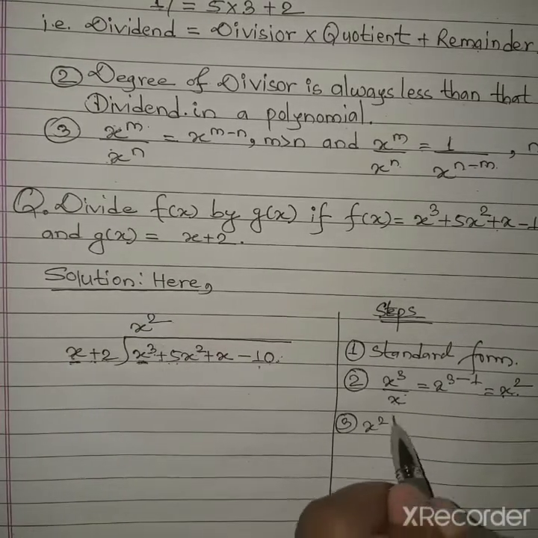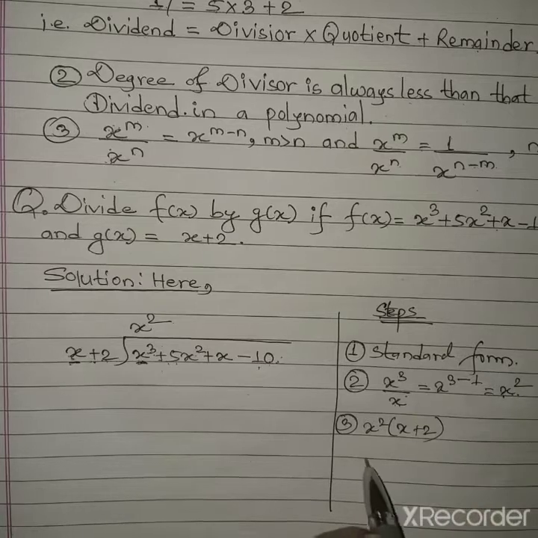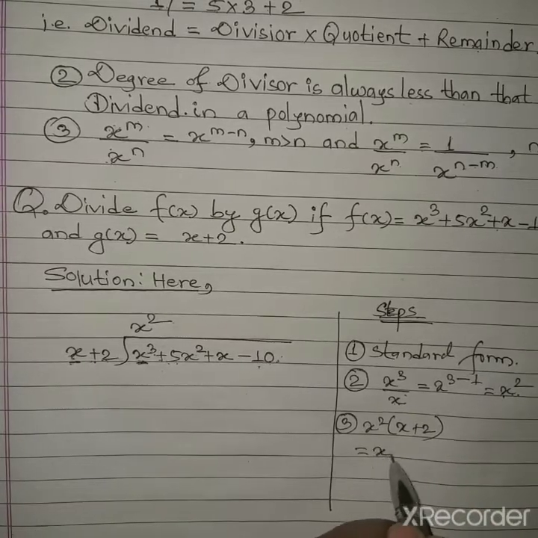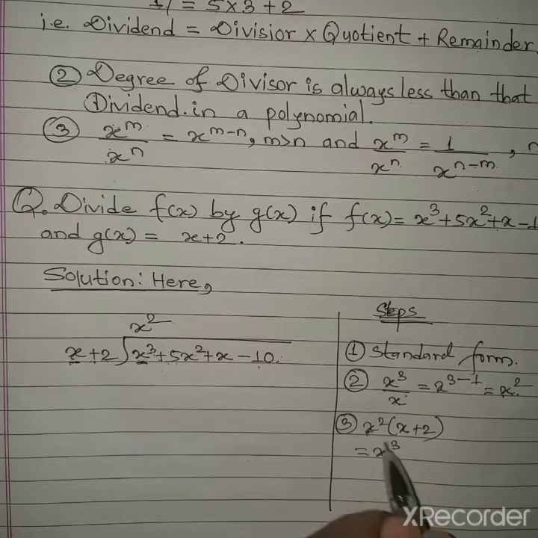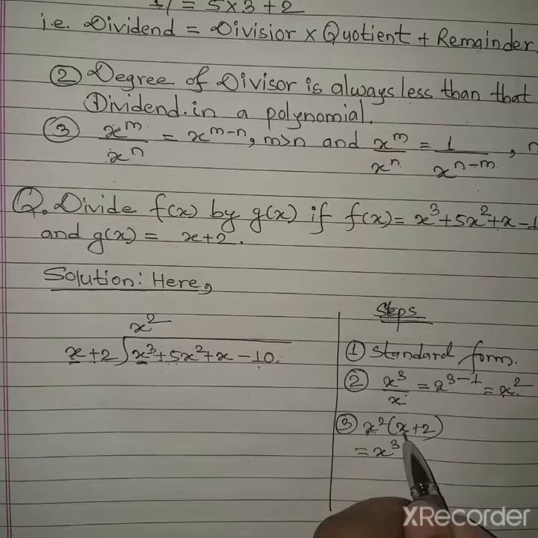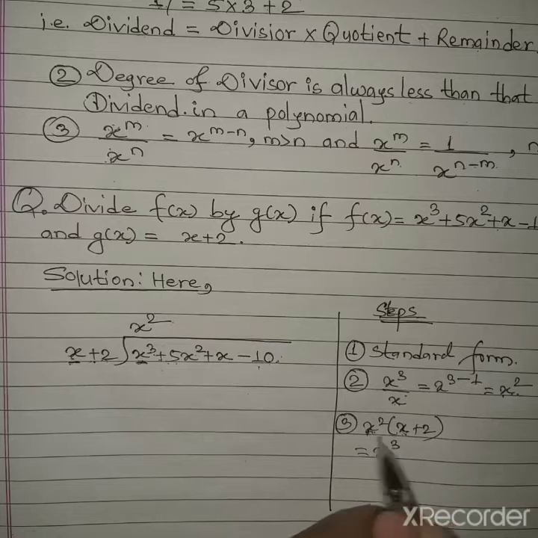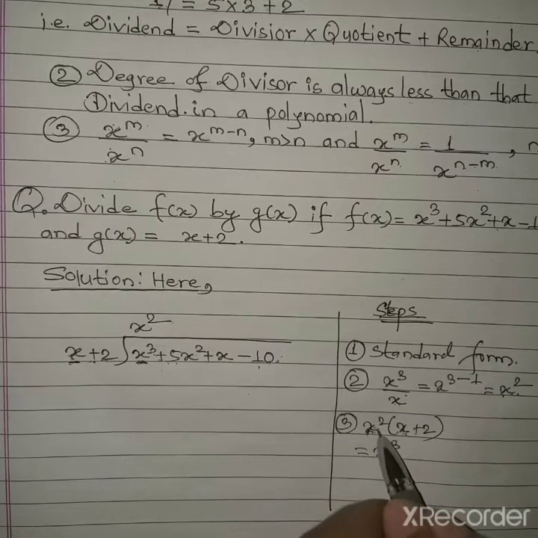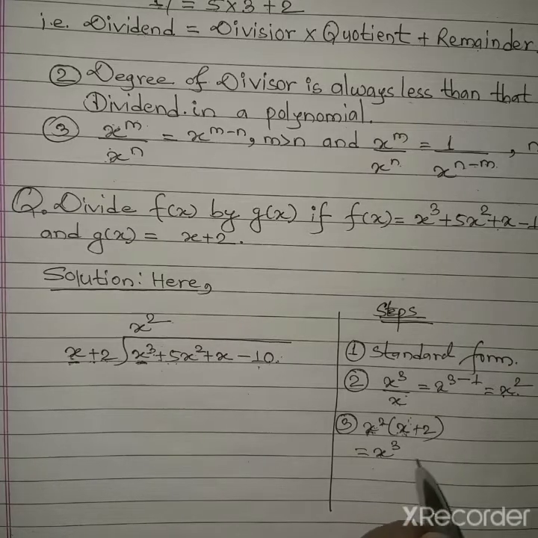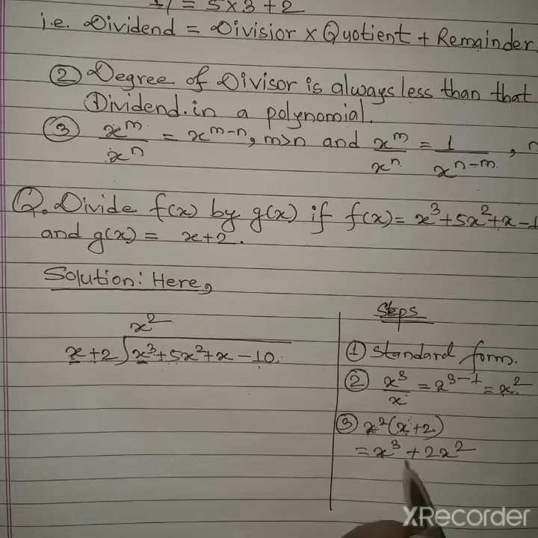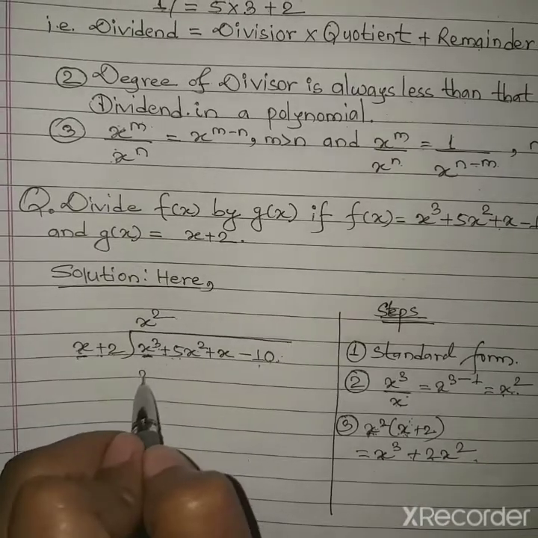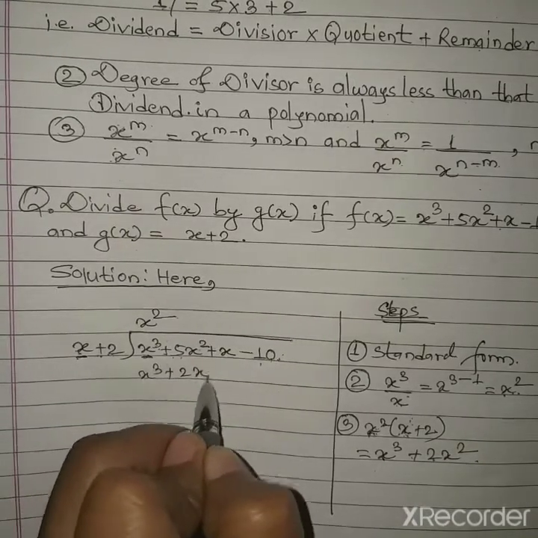Now in the third step, multiply the divisor by x square. So x square times x plus 2 gives x to the power 3. Whenever we multiply terms whose bases are the same, we just add the powers. So 2 plus 1 is 3: x to the power 3 plus 2x square. You get it, isn't it? So write this x cube plus 2x square here.